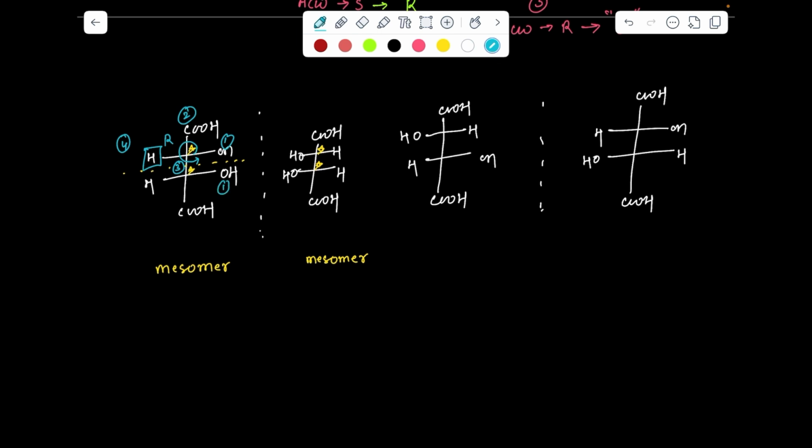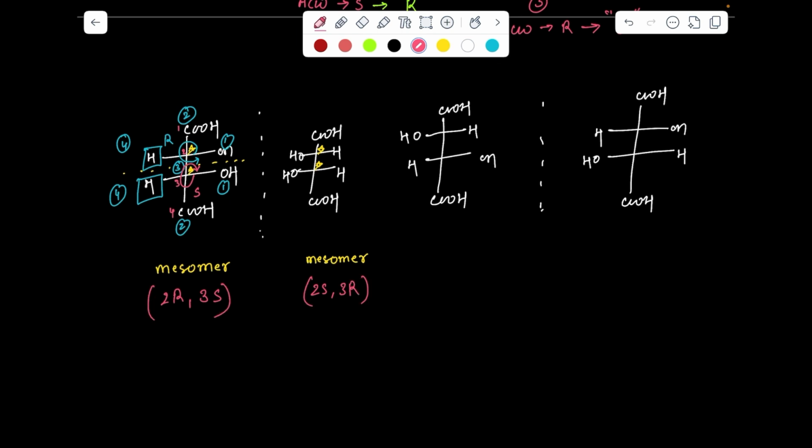Same thing here, 1, 2, 3 is there, and the 4 is here. We can move, it's a clockwise direction. Clockwise direction means it becomes R, but it became S. So if I write the IUPAC nomenclature for 3 and 4, we got 2R and 3S. So the mirror image becomes 2S and 3R.